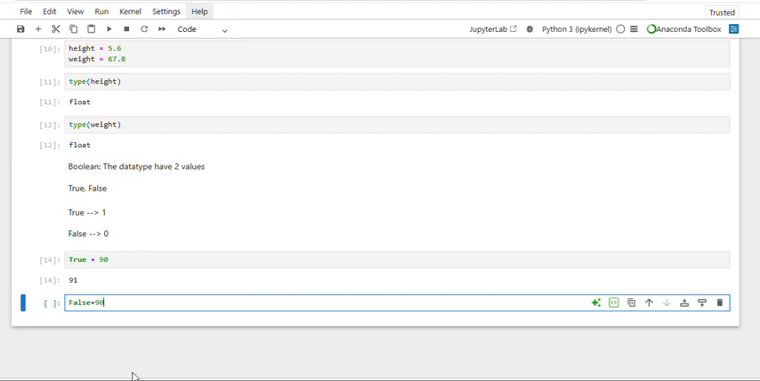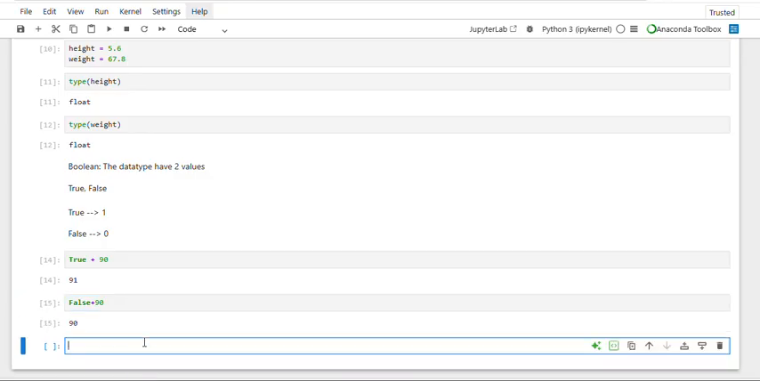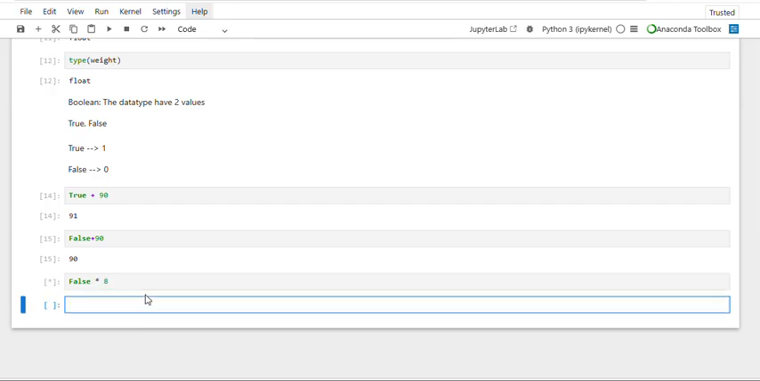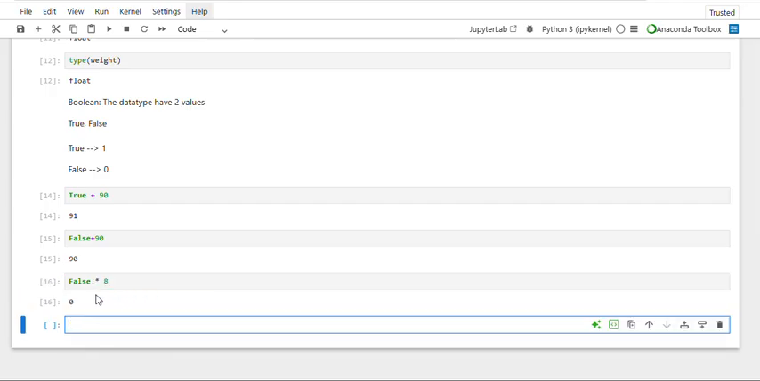Now if I take False plus 90, you'll get 90 itself. Now let me try False times 8. I'm getting 0. Any number multiplied by 0 is 0, we know. So by this we can confirm that True and False are the Boolean data type.